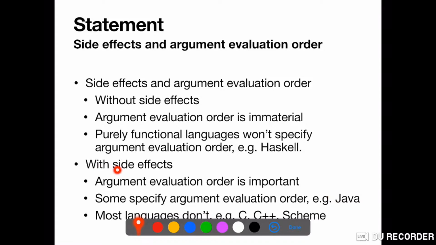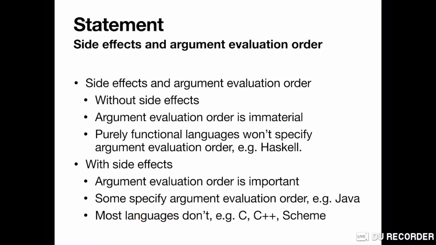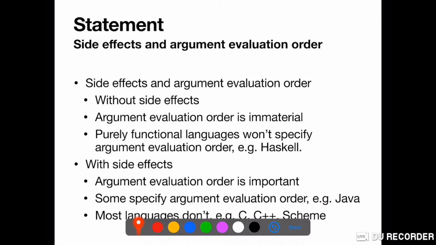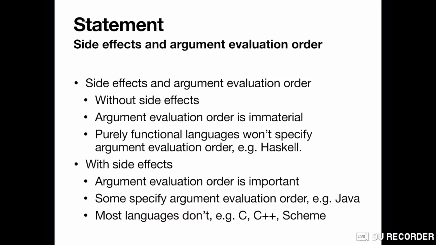So if we have side effects, then argument evaluation order is important. So some languages decide to specify it, like Java. Java has a very strict left to right evaluation order, but most languages don't. So you might be surprised, actually, C++ doesn't specify evaluation order.